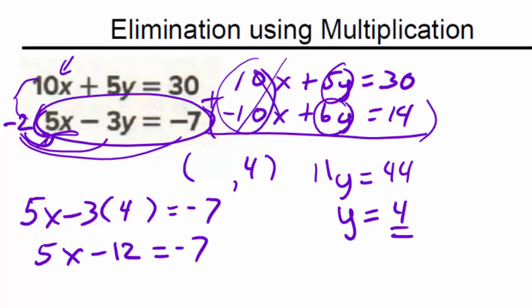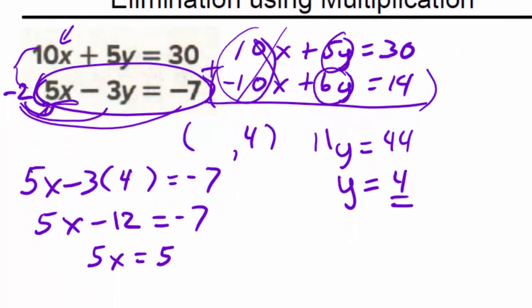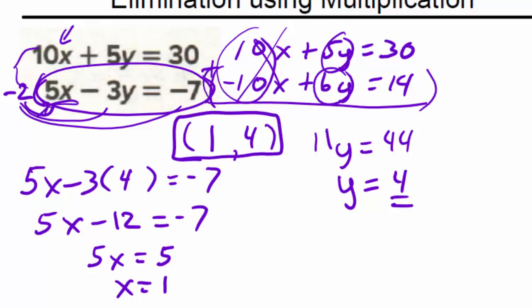And then I'm going to add the 12 to both sides. So 5x is going to equal, now when I add 12 to -7, I end up with a positive 5. So when I divide by 5 on both sides, I get x equal to 1. So the other half of the solution here is 1. So the final solution is 1, 4. Notice that we multiplied first by 2, then we added.